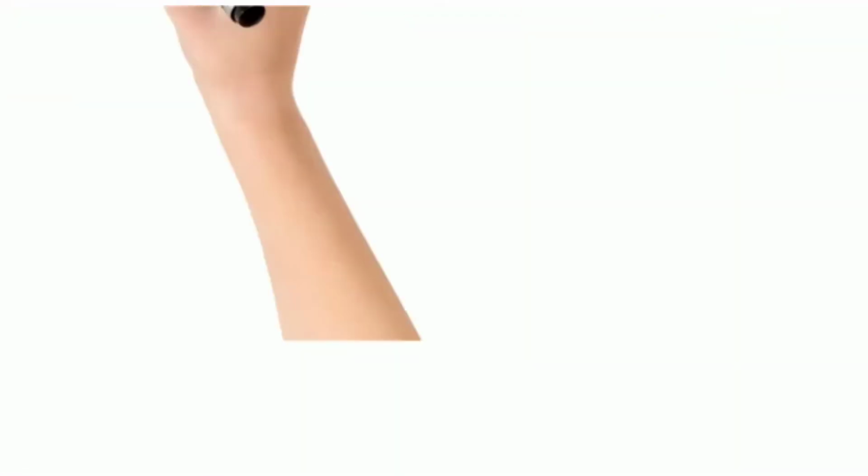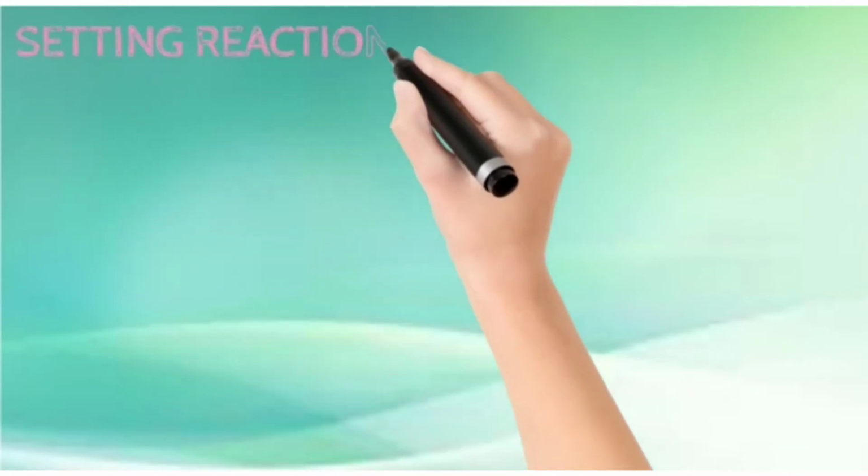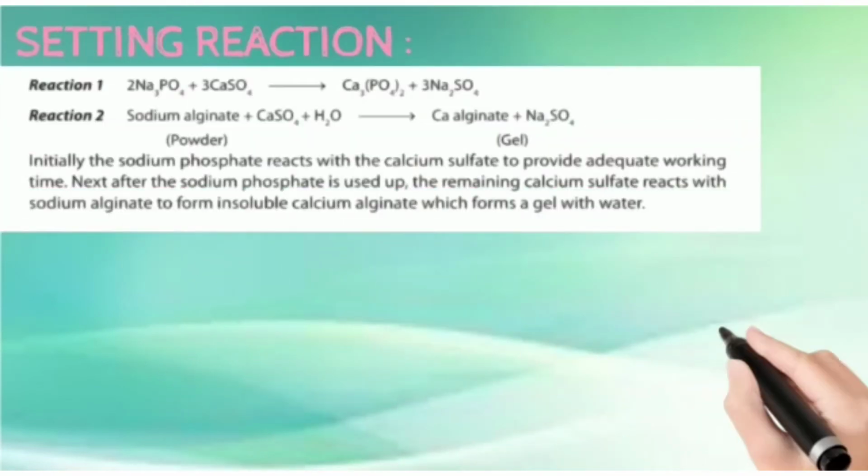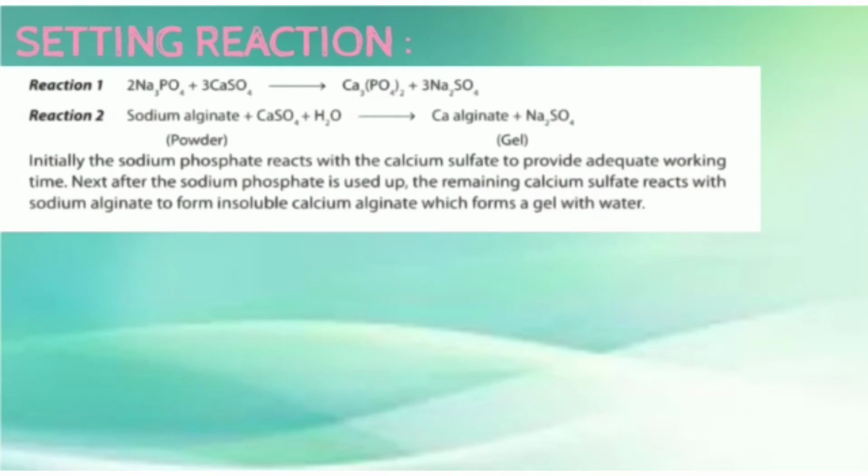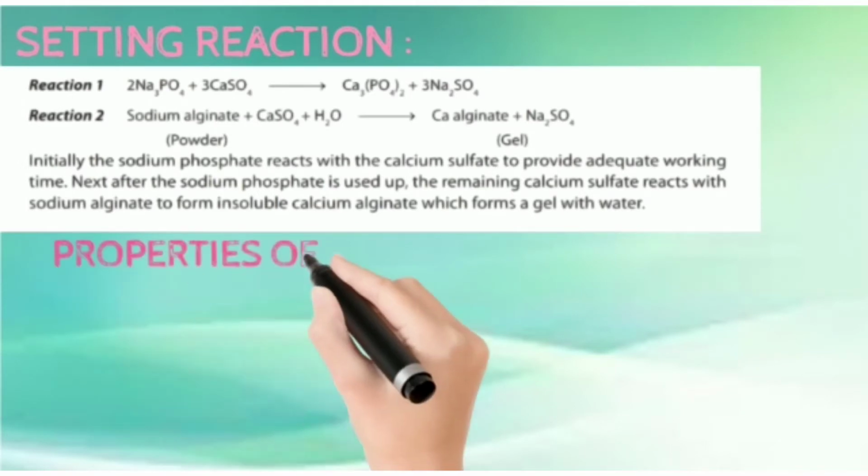Then we talk about the setting reaction. In the setting reaction, initially the sodium phosphate reacts with the calcium sulfate to provide enough working time. Then after the sodium phosphate is used up, the remaining calcium sulfate reacts with sodium alginate to form insoluble calcium alginate, which forms a gel with water.